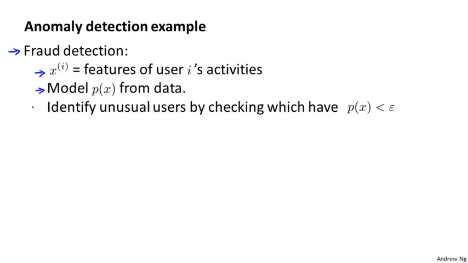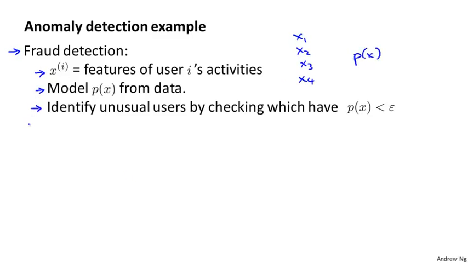So, examples of features of a user's activity may be on the website, it'd be things like maybe X1 is how often does this user log in? X2 maybe the number of web pages visited or the number of transactions. Maybe X3 is the number of posts of the users on the forum. Feature X4 could be what is the typing speed of the user, and some websites can actually track that. So what's the typing speed of this user in characters per second? And so you can model P of X based on this sort of data.